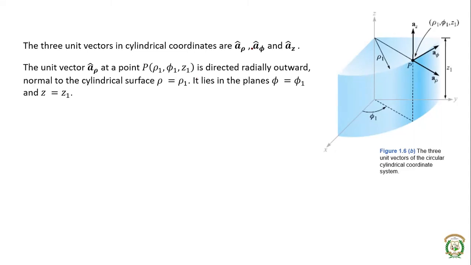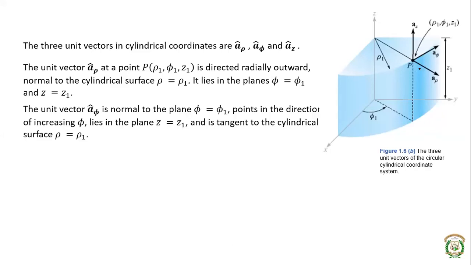The unit vector a rho is directed radially outward. It comes outward along the line joining the radius. If you draw it outward, that will be a rho. It will be normal to the cylindrical surface, that is perpendicular to the cylindrical surface. So this lies in the plane phi is equal to phi 1 and z is equal to z1, right? It lies in the two planes, phi is equal to phi 1 plane and z is equal to z1 plane, as we had seen in the previous diagram.